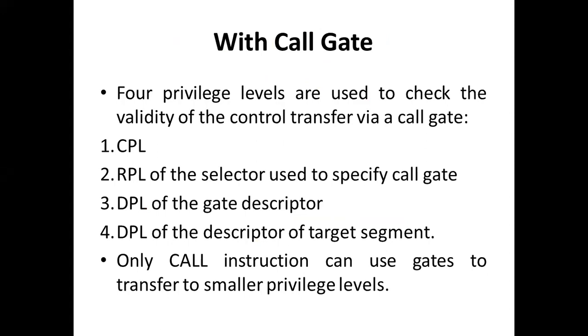With this call gate, four privilege levels are used to check the validity of the control transfer via the call gate. The CPL and RPL of the selectors are used to specify the call gate. The DPL of the gate descriptor, and the DPL of the descriptor of the target segment. Only the call instruction can use a gate to transfer to smaller privilege levels.